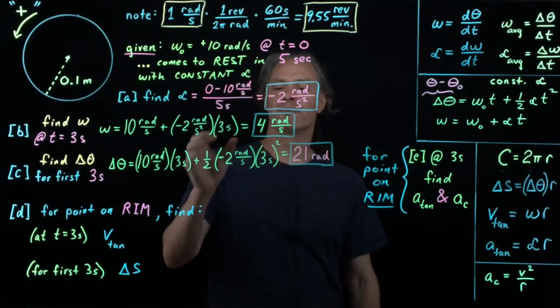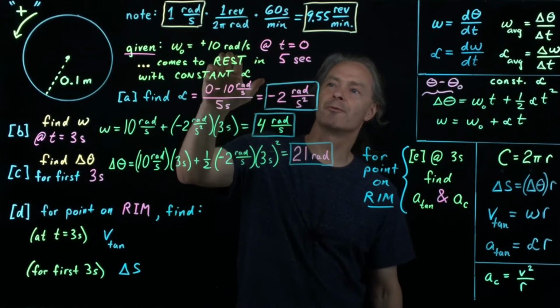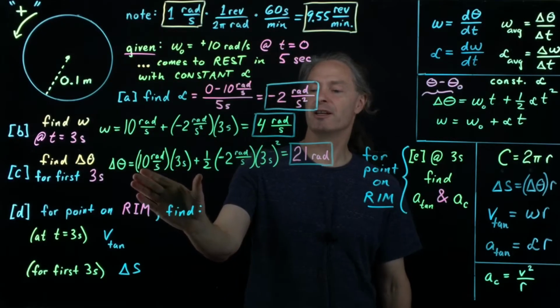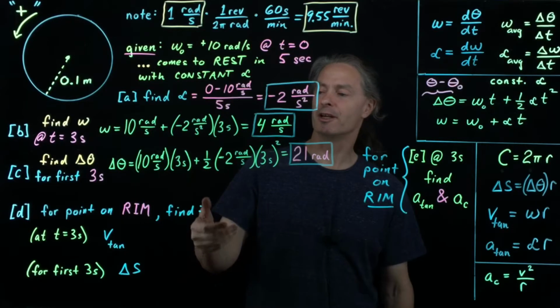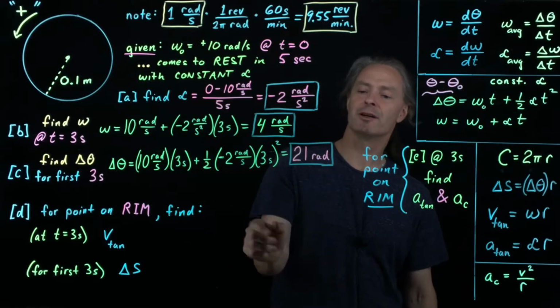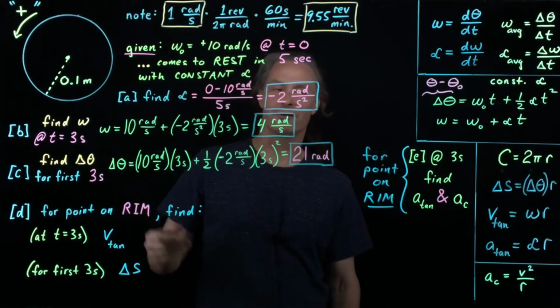I want to note that if we'd had no angular acceleration, and if the thing had just continued at 10 radians per second for the 3 seconds, we would have just had 30 radians. But because of the angular acceleration, we don't cover as many radians. That's this term here. So we end up with 21 radians for the angular displacement in the first 3 seconds.